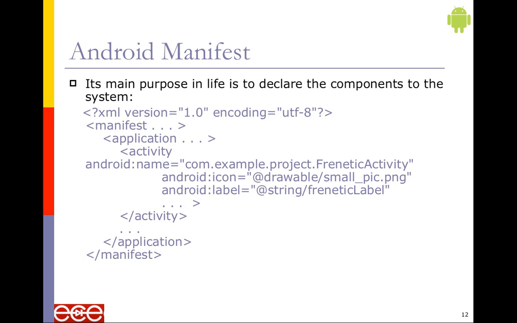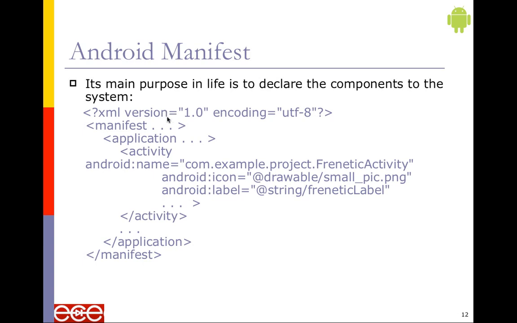So the Android manifest. Just to summarize this particular concept, its main purpose in life is to declare the components of the system. As we see at the beginning, most people don't really pay attention to it, but even the XML version is specified. Right now we're on 1.0.